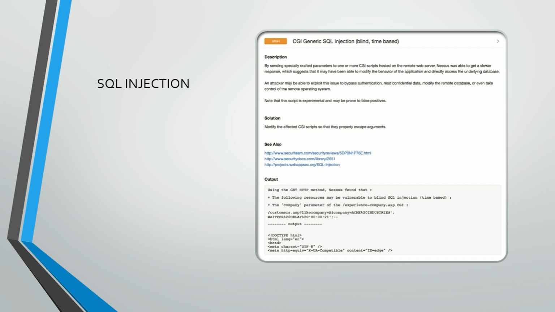Maybe I put in show star from users, and if there's a users table, it might show me all the usernames in that table, right? Or I could say drop users, and that would basically delete the user table. So you see what we can do with this? Okay, so you will do a SQL injection attack in your lab, and you'll see the real vulnerabilities.